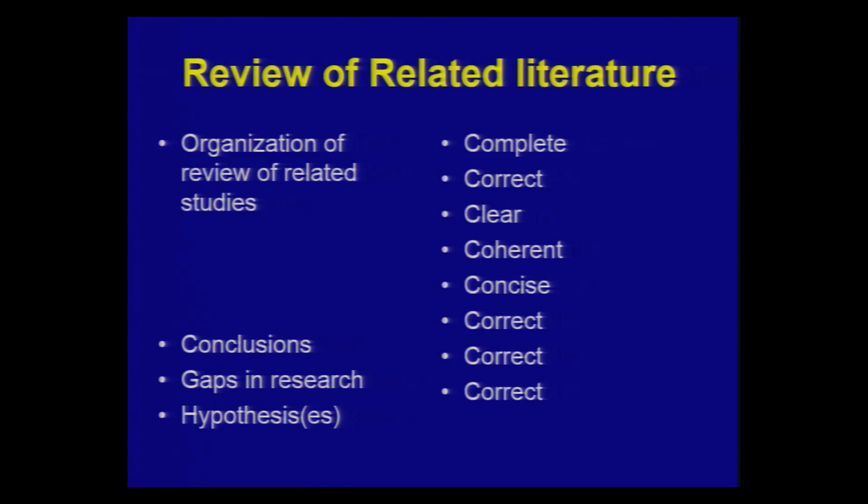Then whether the review of related literature is presented in brevity. That means it is not that the abstract is picked up from the journal or the thesis and placed in the review of related literature. It needs to be concise and to the point, and thus completeness, correctness, clarity, coherence, conciseness are some of the parameters that need to be evaluated.